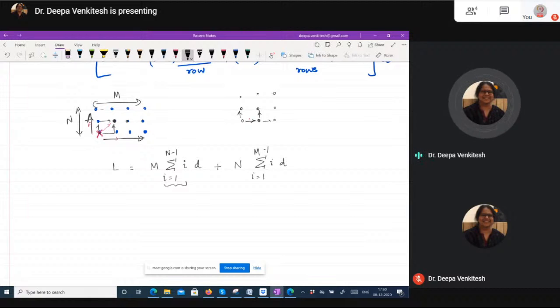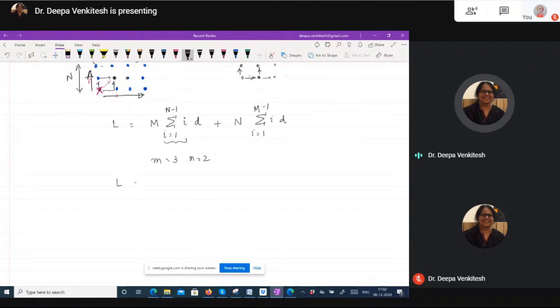Then you can actually redo this for the next question where the position is m equal to 3 and n equal to 2. So there you want to now say that your L becomes n times the summation of I from 1 to n minus 1 ID plus m times the summation of I from 1 to n minus n ID, where your m and n are given here.